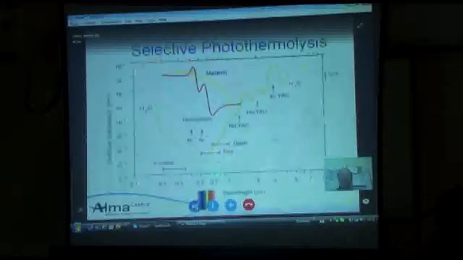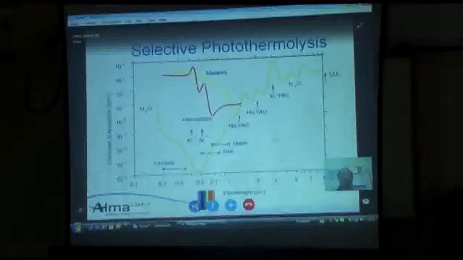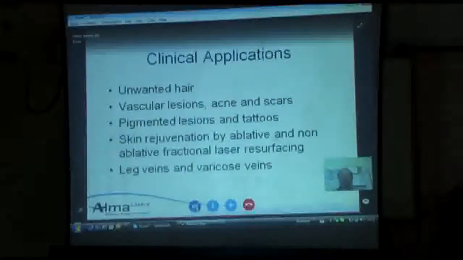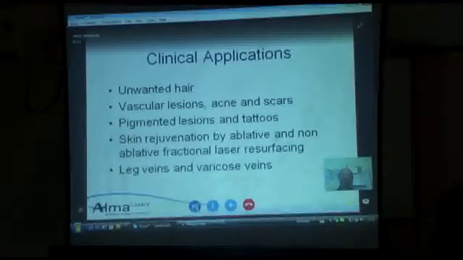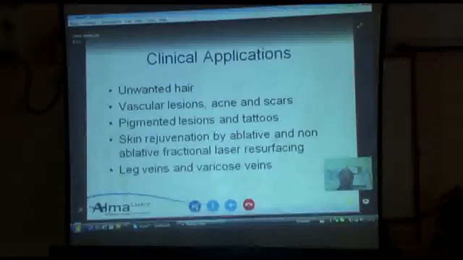For that matter, we all know of these biological chromophores, which are mainly melanin, oxyhemoglobin, deoxyhemoglobin, proteins, and water. The clinical applications of laser interaction are characterized mainly by unwanted hair, vascular lesions, acne and scars, pigmented lesions and tattoos, skin rejuvenation of ablative and non-ablative nature, and leg veins and varicose veins. So these are the major groups.